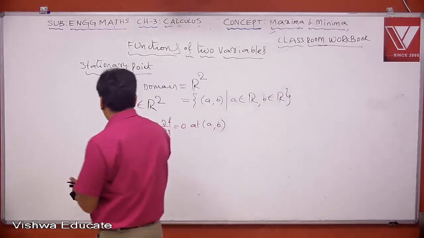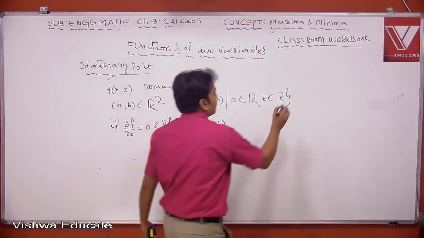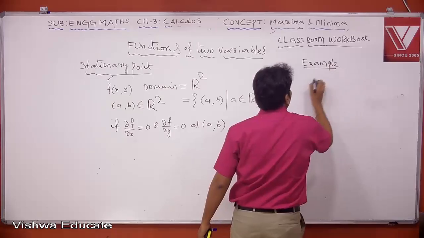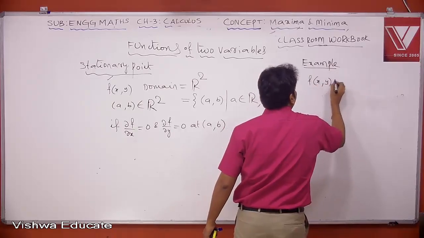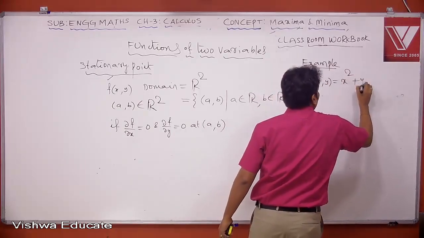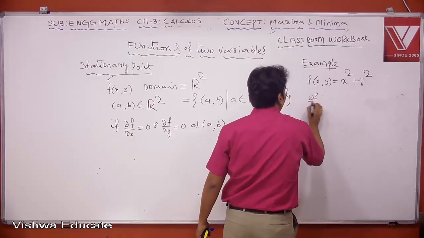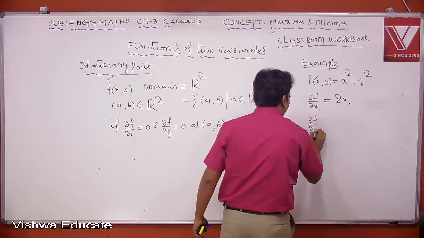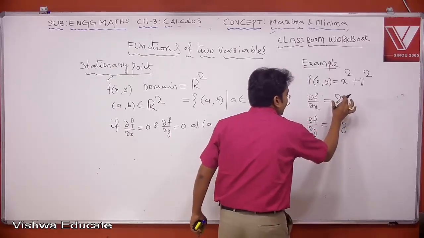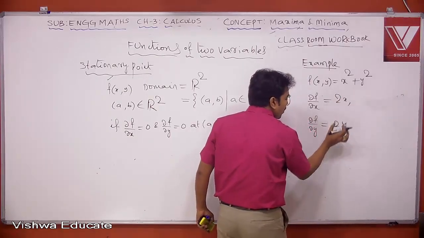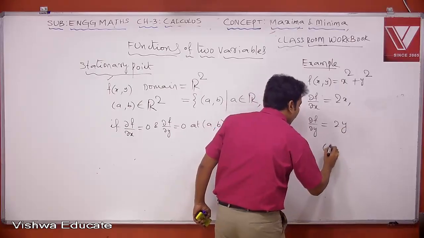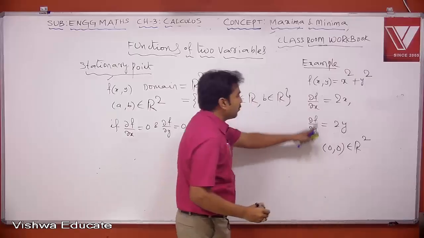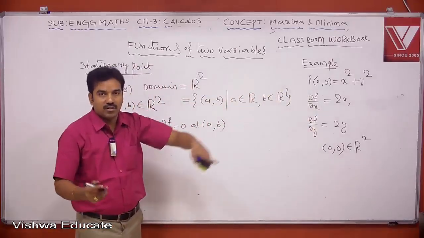Let me tell you one simple example. Suppose f of x comma y is x square plus y square. Now here find dou f by dou x. This is 2x. Dou f by dou y equals 2y. This becomes 0 only when x is 0, and it will be 0 only when y is 0. Therefore, 0 comma 0 belongs to R square. This is a stationary point of this particular function.